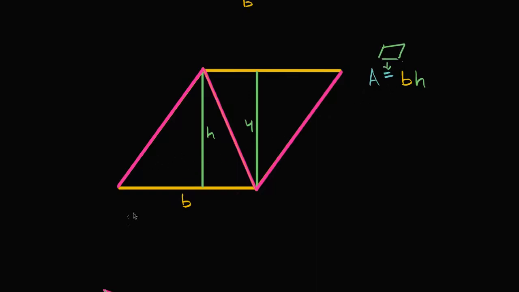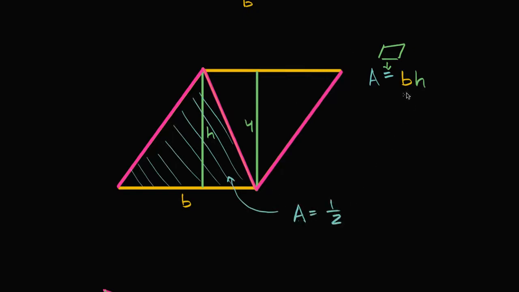So what would be the area of our original triangle? Well, we already saw that the area of the parallelogram is twice the area of our original triangle. So our original triangle is just going to have half the area. So this area right over here is going to be 1/2 the area of the parallelogram. 1/2 base, let me do those same colors, 1/2 base times height.